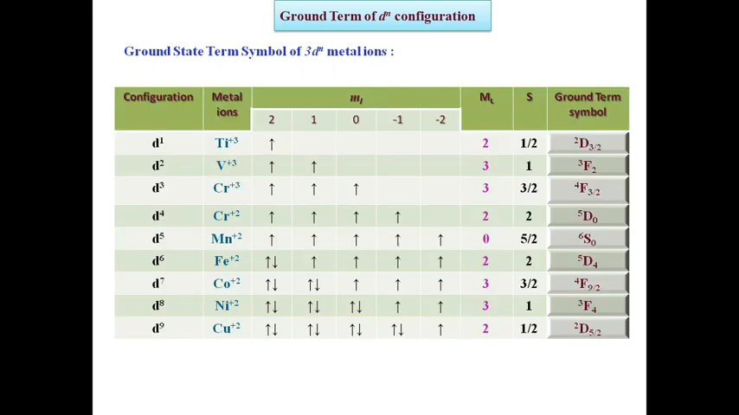In this table, like d1 configuration, for example titanium plus 3, having capital L value 2 and capital S value half, having ground state term symbol 2D 3/2, as well as for d2 configuration, for example vanadium plus 3, having capital L value 3 and capital S value 1 and the ground state term symbol nothing but 3F2, and so on for other systems.